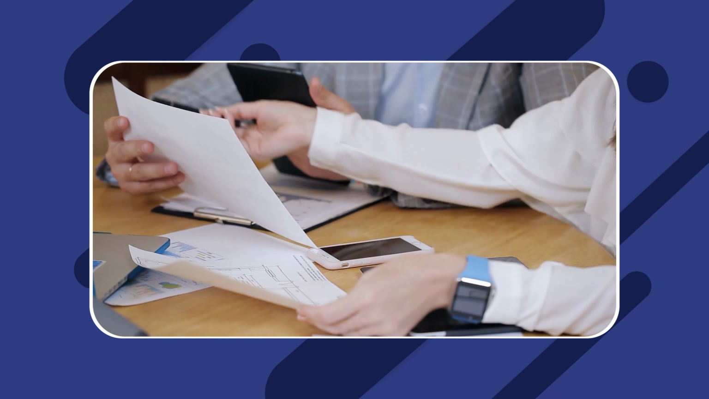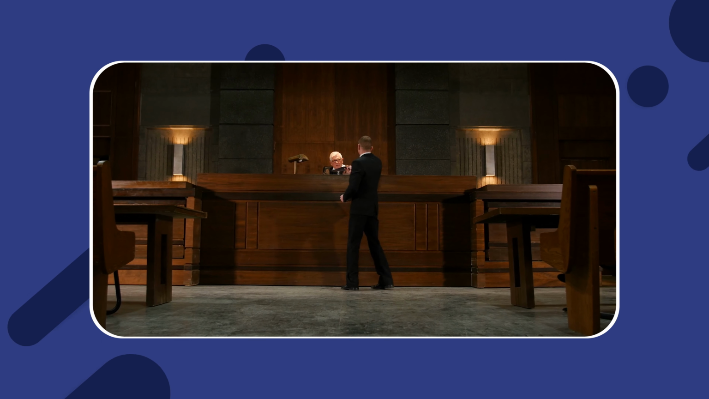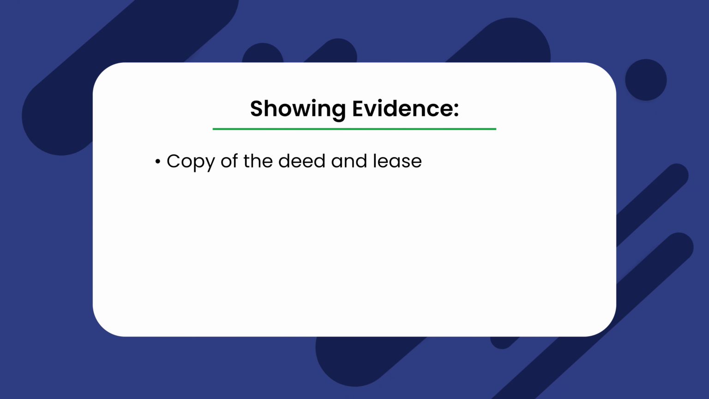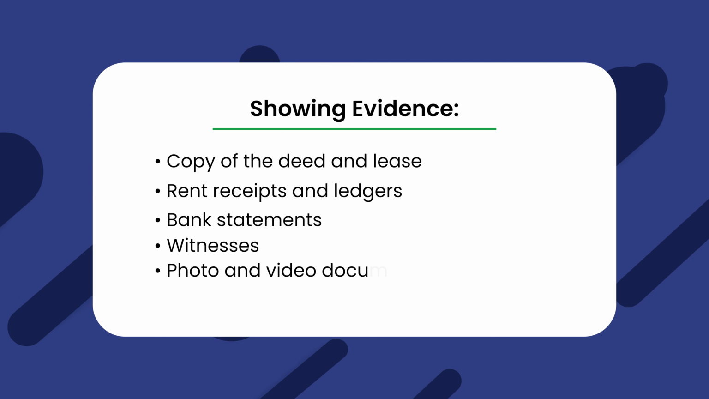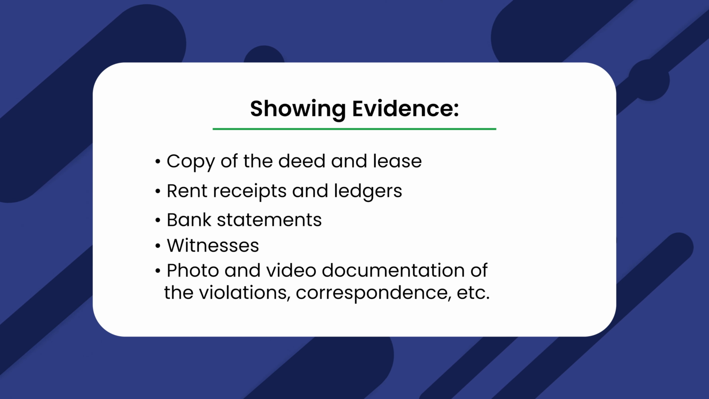The landlord needs to support the claim with evidence and show it during the hearing. This could include, but is not limited to, the following: copy of the deed and lease, rent receipts and ledgers, bank statements, witnesses, and photo and video documentation of the violations, correspondence, etc. Timeline. Eviction hearings are scheduled 7 to 30 days after the complaint was filed.